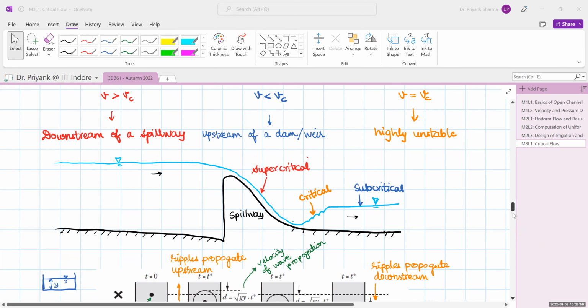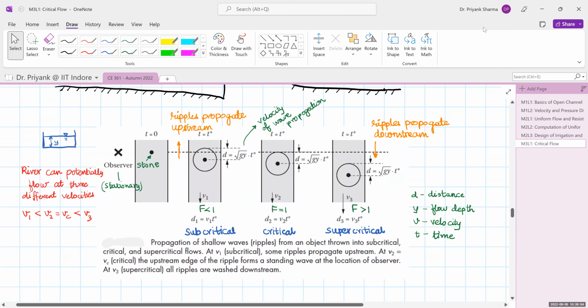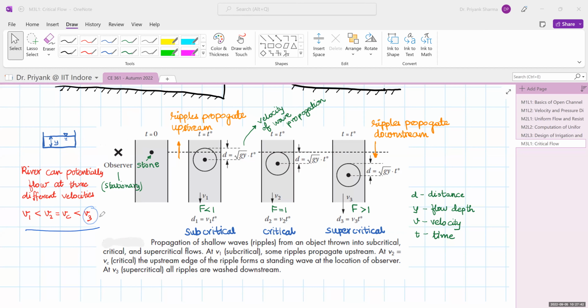Now let us understand how these variations in subcritical and supercritical flow propagate. So let us assume that an observer is sitting on the bank of a river, and we assume it to be a prismatic, rectangular section having flow depth y. So a river can potentially have three flow conditions with three different velocities. The observer is stationary, so the velocity v1 is less than v2, which is the critical velocity, and which is less than the velocity v3. So these three conditions are possible.